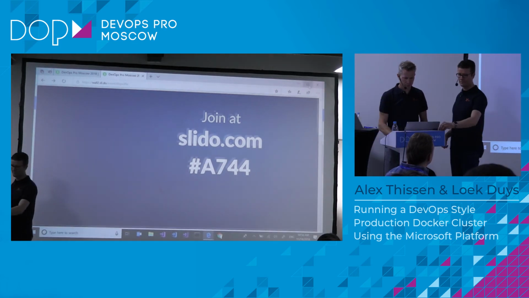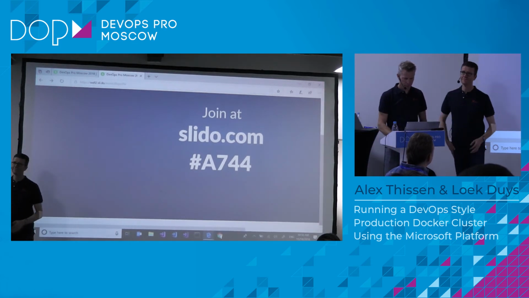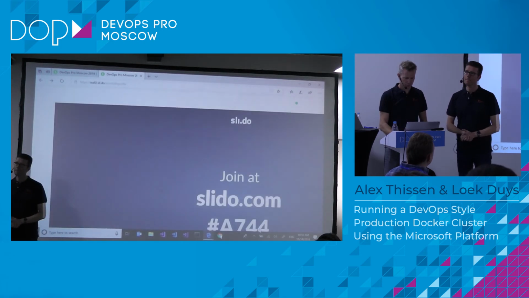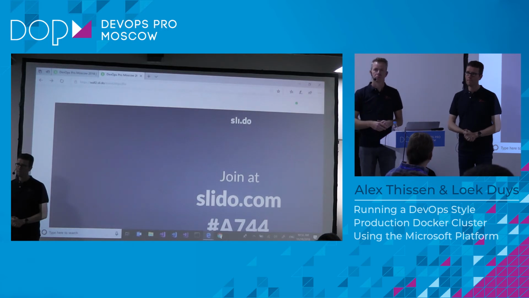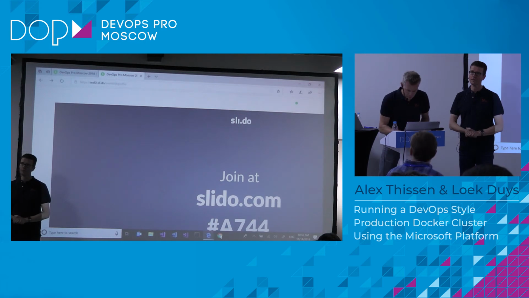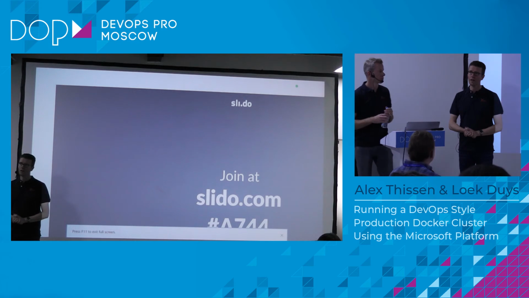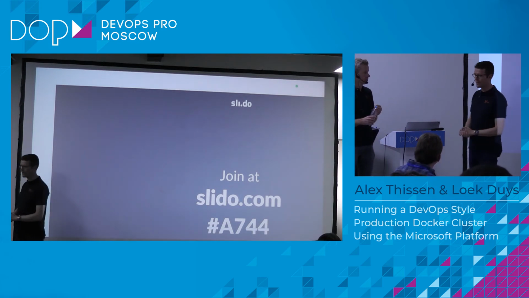We have a live question. Hello. I saw that you have Windows containers and Linux containers simultaneously in your cluster. How do you do this? Do you have some nodes for Windows containers and also nodes for Linux containers in your cluster? That would be the way.